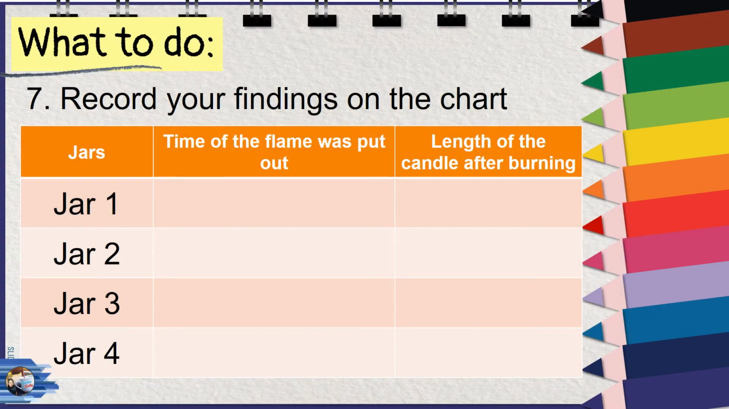And of course, after doing the activity, you have to record your findings on a chart like this one. So we have there the jars. We have jar 1, jar 2, jar 3, and jar 4. Now, record the time the flame was put out on the 4 jars, and of course, after the flame was put out, what is the length of each candle after burning?